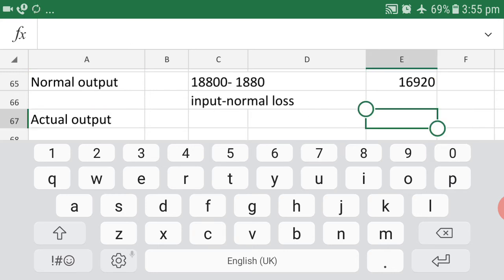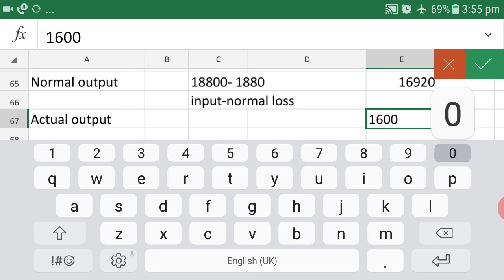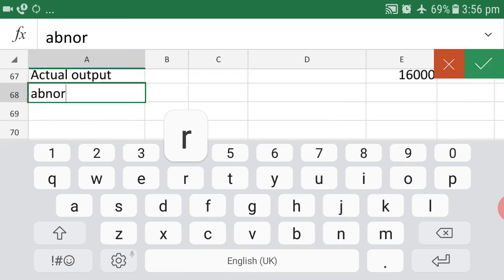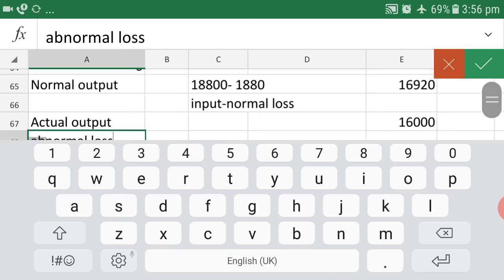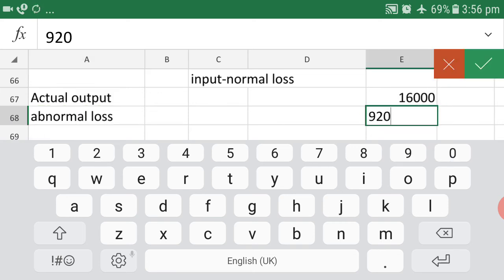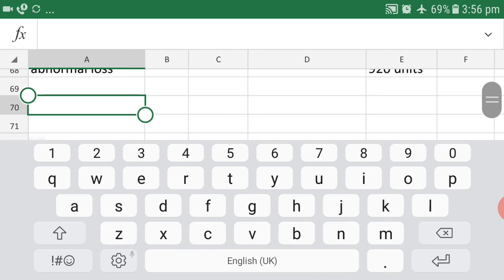Actual output is also given in our question, 16,000 units. Yes, let's compare normal output and actual output. Here normal output is greater than actual output. Then we can conclude that here we have abnormal loss. Normal output fixed 16,920, but actual output got 16,000 alone, so 920 units will be abnormal loss. 920 units abnormal loss. Next, let's calculate the value of abnormal loss.